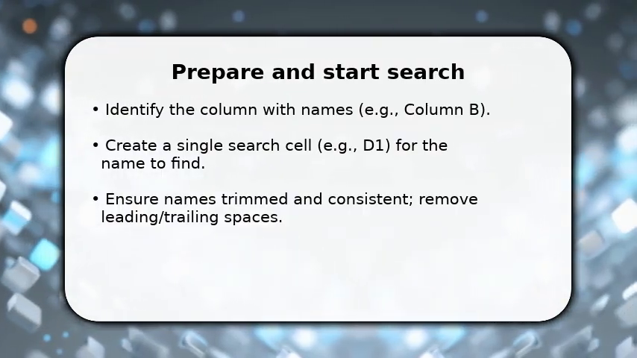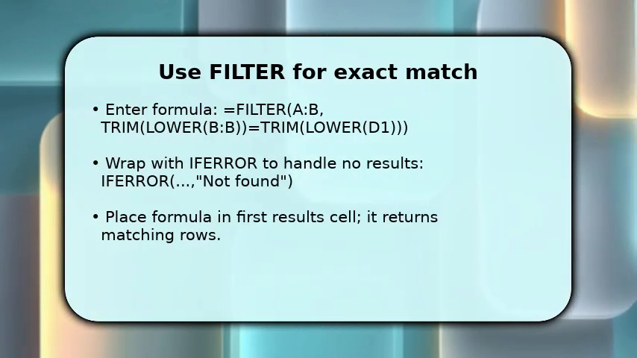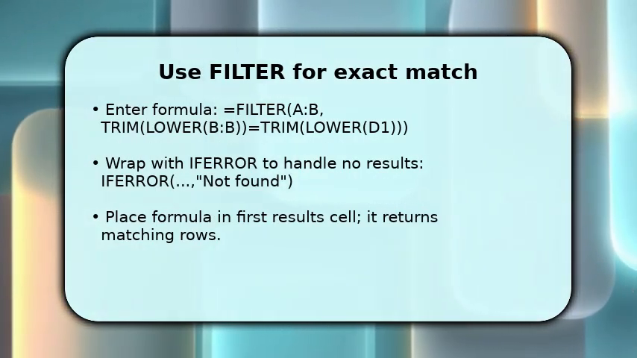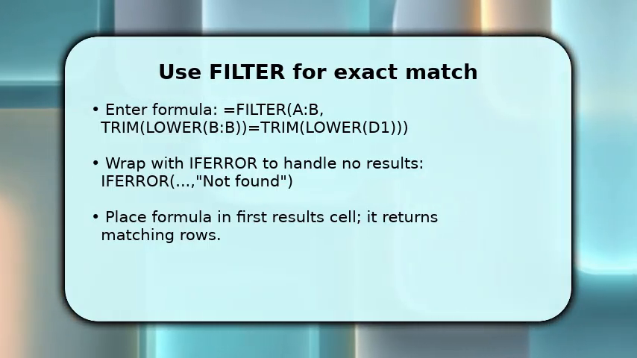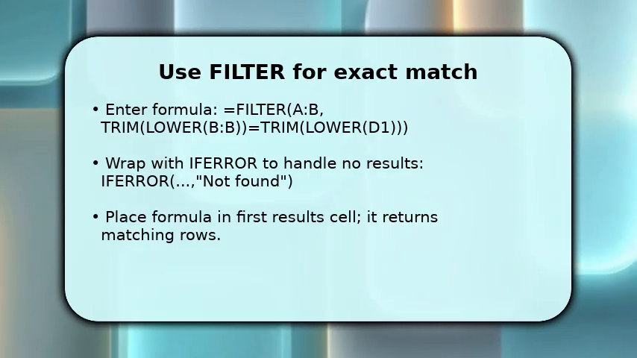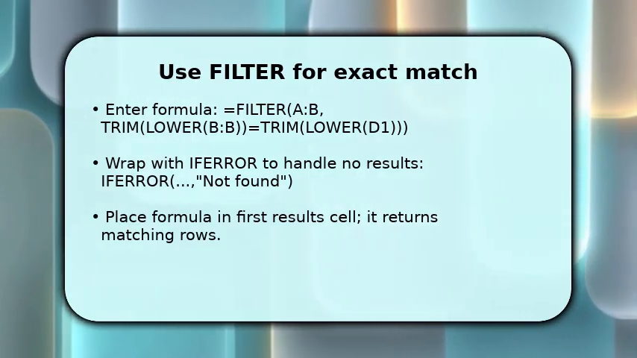You now place the FILTER formula in the results area to pull every matching row. Use TRIM and LOWER inside FILTER so small spacing or case differences don't break the match. This is why the formula compares TRIM(LOWER(B:B)) to TRIM(LOWER(D1)). Once entered, the sheet spills all matching rows automatically.